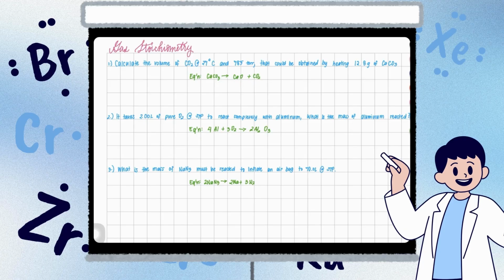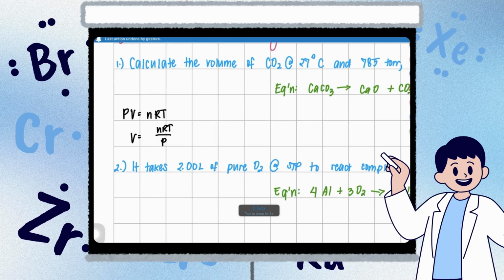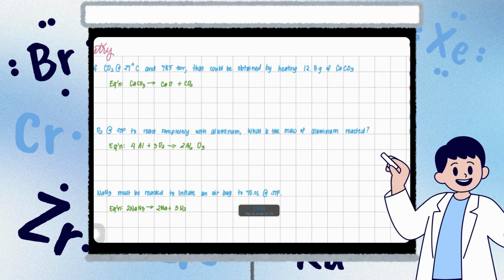The first step is to identify what formula we will be using, and we will be using the ideal gas law, which is PV equals nRT. Since we are finding the unknown volume, we can derive the formula into V equals nRT over P. Next, we must get the value of n, or the moles, of CaCO3, since we are given only the mass of the compound, which is 12.8.